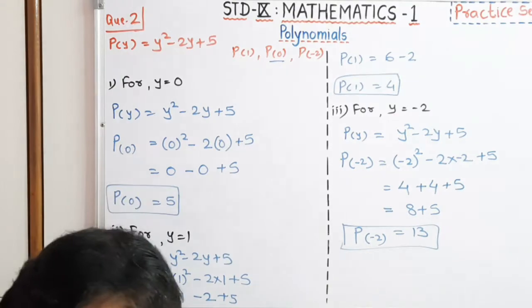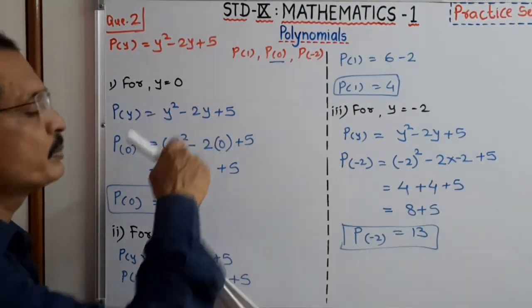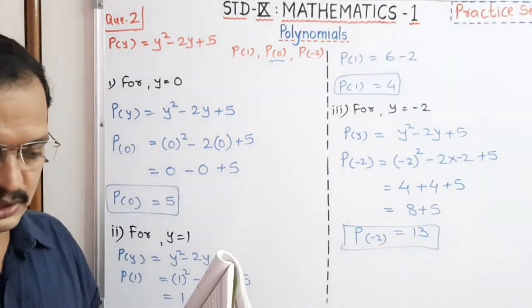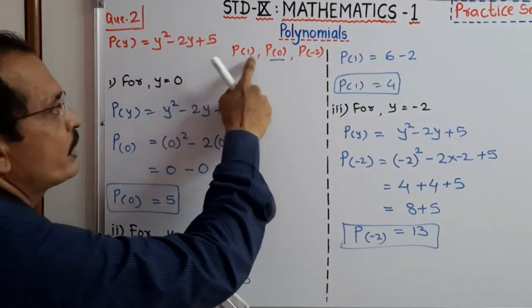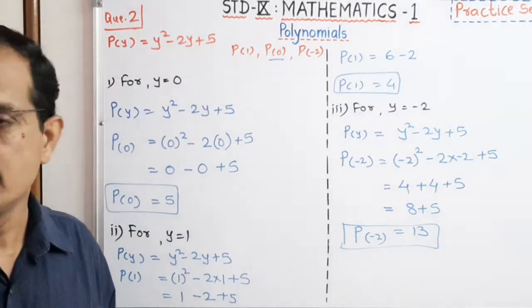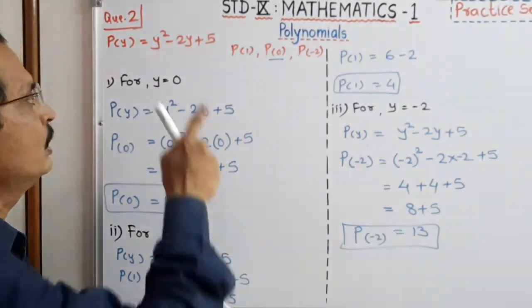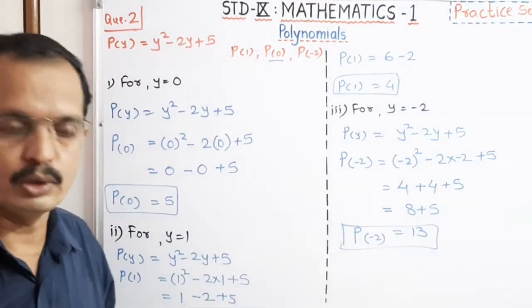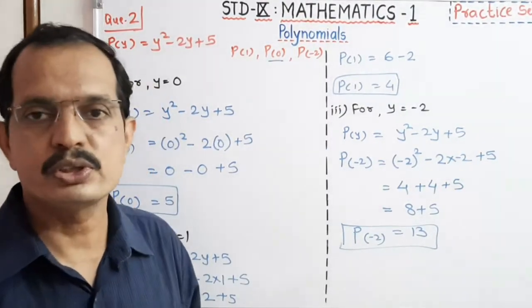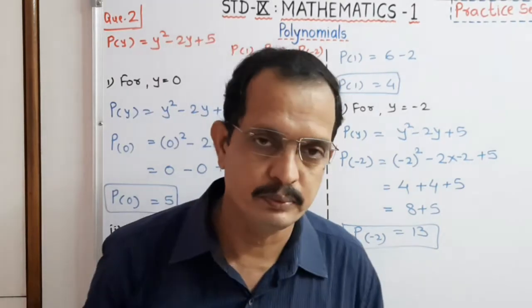See, dear student, in question number 2, 3 polynomials were given and I showed you how to find the value for one polynomial. The remaining 2 polynomials you have to find the values of and write down in your notebook. Now we have to start with question number 3.